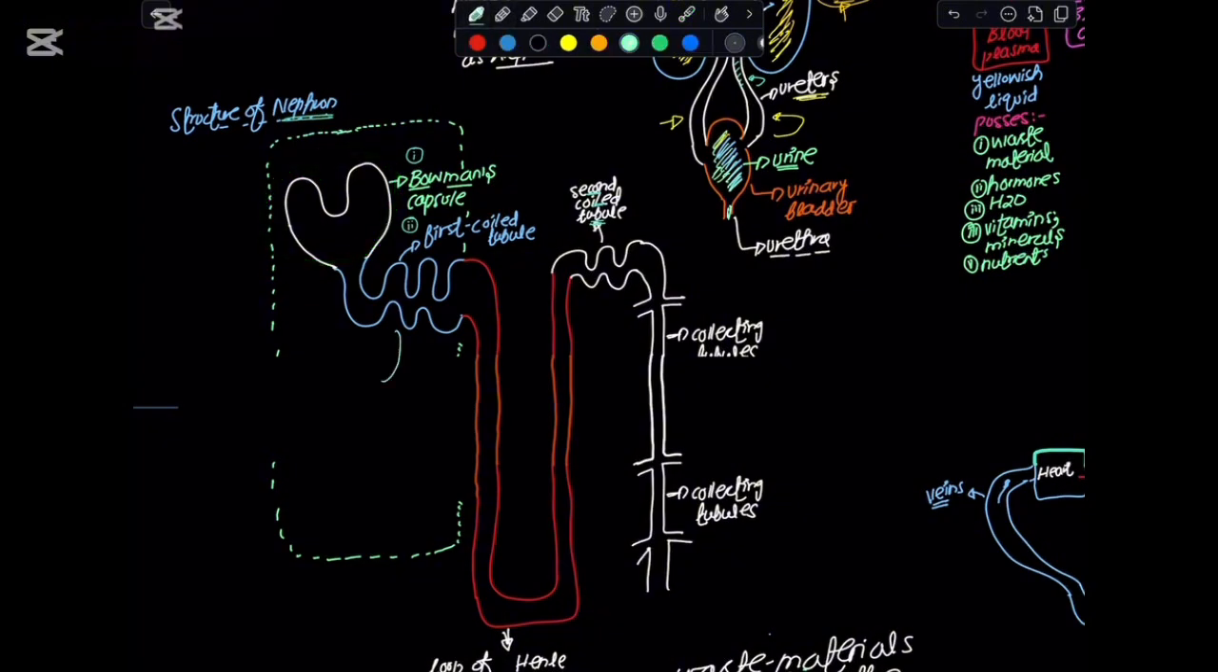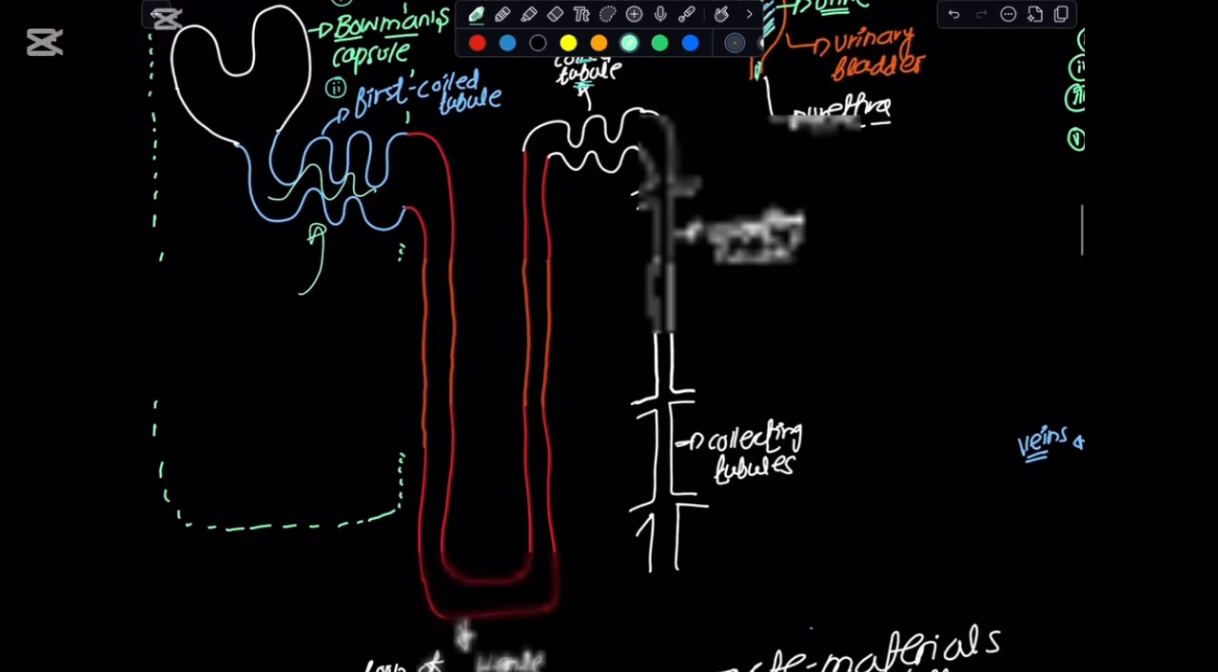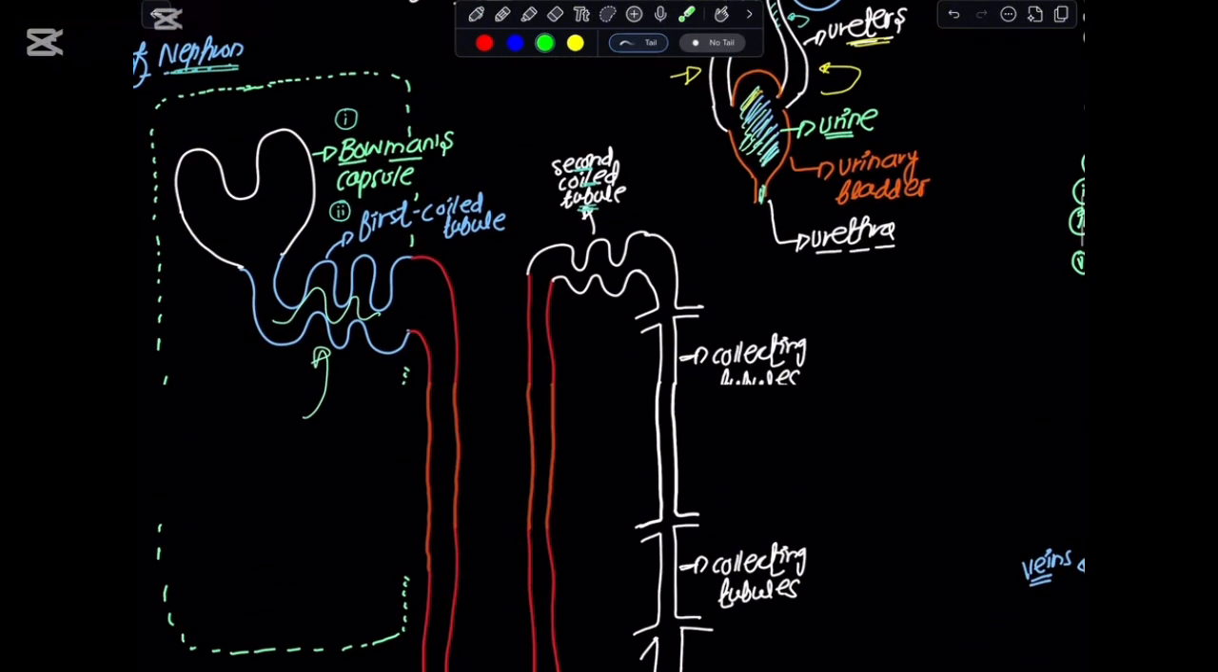Immediately below the Bowman's capsule, there comes this zigzag kind of structure, which is termed as the first coil tubule, or the proximal convoluted tubule. After the first coil tubule, if I go downward like this, here we have the loop of Henle. And if I come a bit above, this is the second coil tubule, and here we have the collecting ducts, or the collecting tubules.